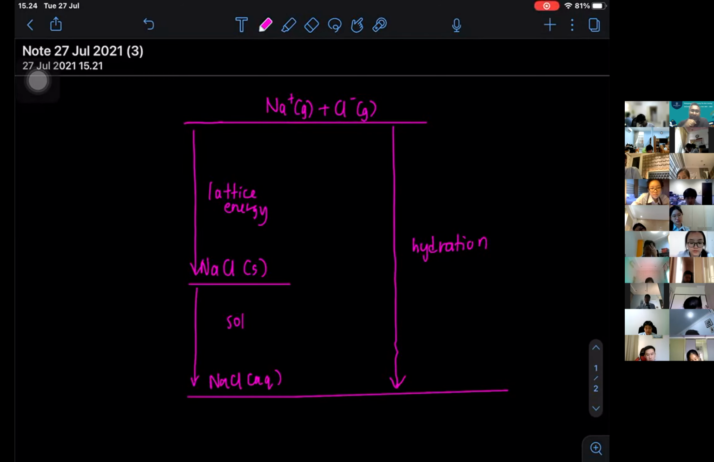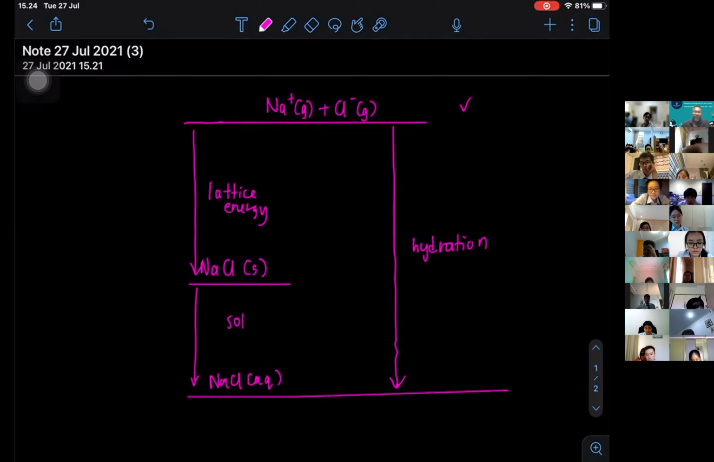I remember this way already because I don't use that anymore, but I think if you want to use that in the beginning, it's okay. But if you already know about this, it will really help you to understand things better, which is hydration equals lattice energy plus solution.